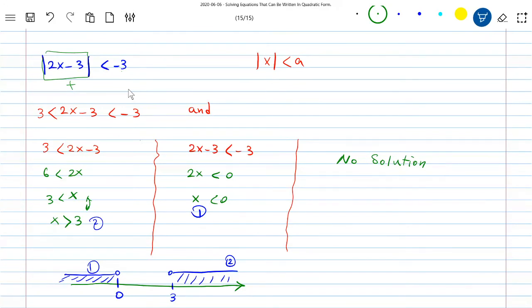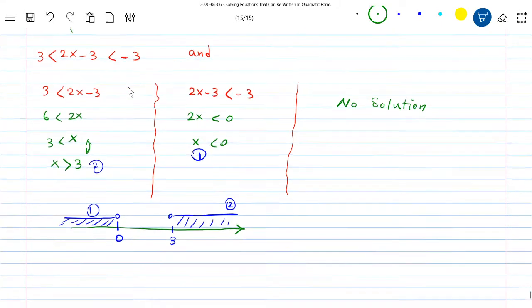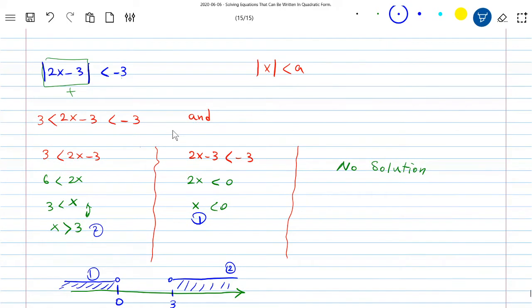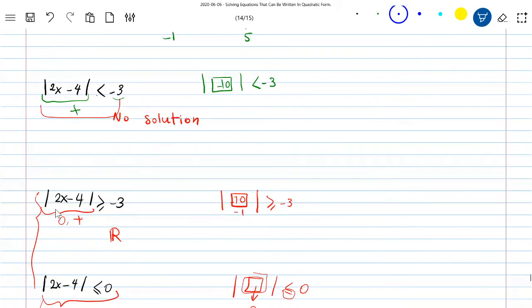That's the first case. Even if you go through the same process, you will end up with no solution. But there is a shorter way to see it: the absolute value shouldn't give you any solution in this case. How about if it was the other case? Let's try the other one. The other one was absolute value of 2x minus 4 greater than or equal to negative 3.